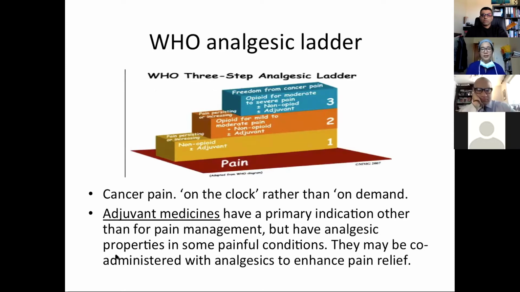Okay, so the WHO analgesic ladder, I'm sure you're all familiar with that. You increase the amount of analgesic as the pain is persisting or increasing. And then for cancer pain, you give the medications on the clock rather than on demand. Adjuvant medicines mean that these medicines have a primary indication other than pain management, but have some analgesic properties in some painful conditions. And they may be administered with analgesics to enhance pain relief.